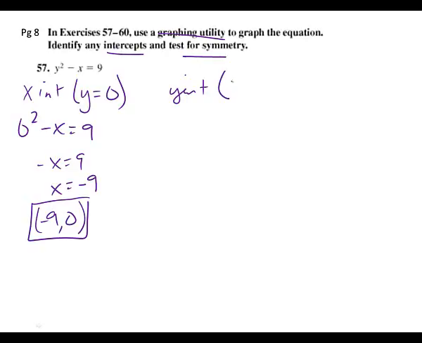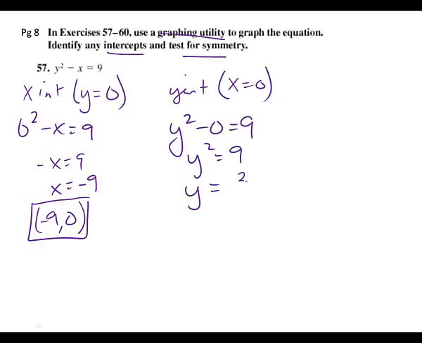For the y-intercept, what do we do? Replace x with 0. Good. So we've got y squared minus 0 equals 9. y squared equals 9. So what does y equal? How many answers should I have if it's squared? 2. So what does y really equal? There you go. Because remember, when we take a square root, we do a plus or minus. Okay? So I actually have 2 intercepts. Do I have to write them separately? I could do that, and that's okay.